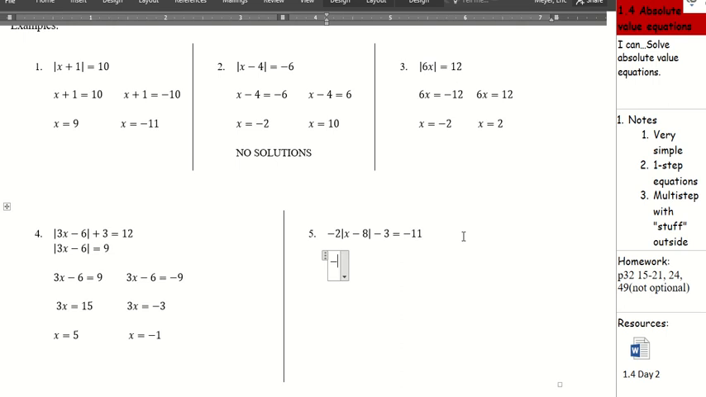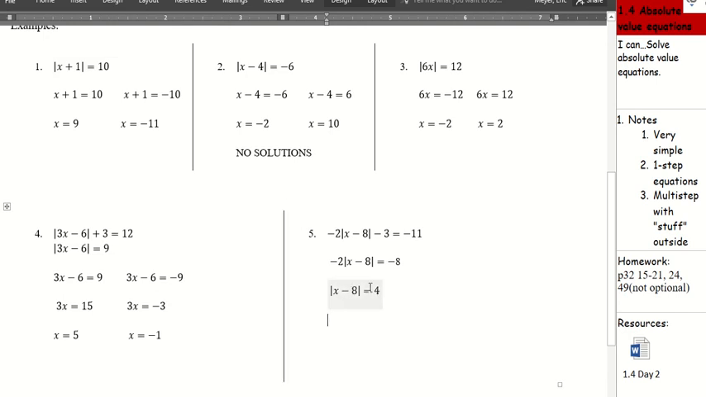So here I have negative 2 left, absolute value of x minus 8, equals, and if I have negative 11 and I add 3, that puts me at negative 8. Then I have to divide both sides by negative 2. So I still have what's in my lockbox. The absolute value of x minus 8 equals negative 8 divided by negative 2, which is a positive 4. Now I have a lockbox all by itself. This is exactly like this problem now.